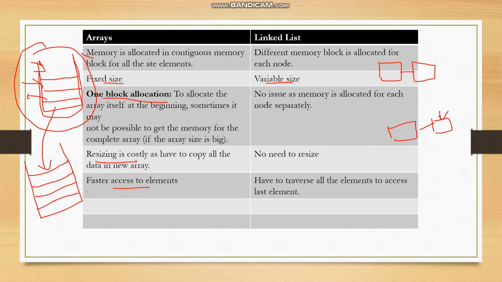But in case of linked list, we don't need to face this kind of problem because if we have to add to the list, we will be creating the node and we will be assigning that node to the linked list. So we don't have to copy all the previous linked list because we are modifying the existing linked list. That's why we say it's variable in size.